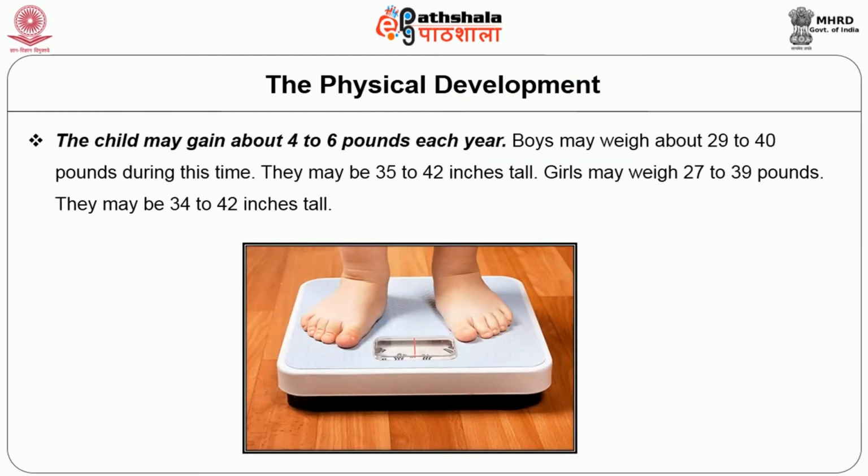First and foremost, let us get into the physical development, how the physical development is in growing children, especially preschool children. The child may gain about 4 to 6 pounds each year in this age group. Boys may weigh about 29 to 40 pounds during this time and be 35 to 42 inches tall, and girls may weigh 27 to 39 pounds and be 34 to 42 inches tall.